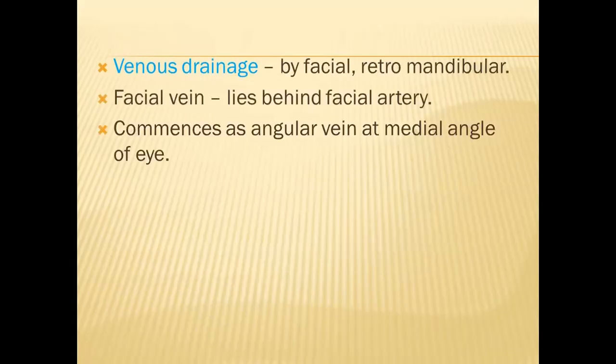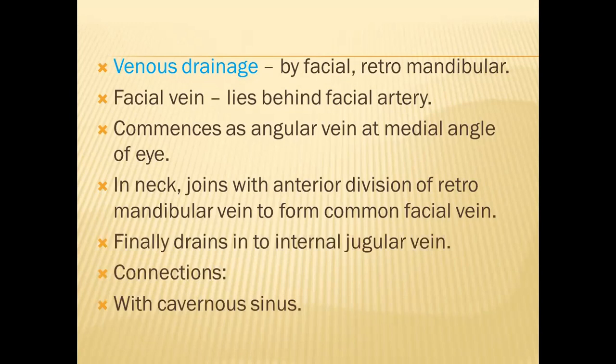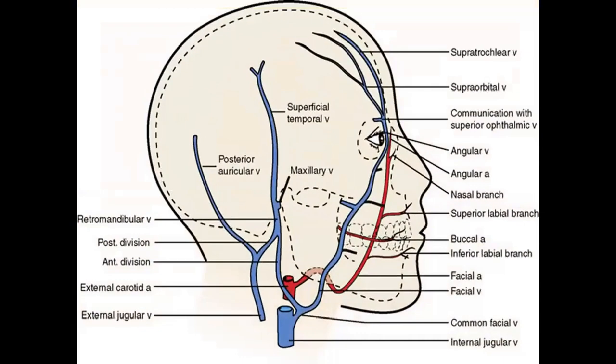And the venous drainage: the facial vein lies behind the facial artery and commences as the angular vein at the medial angle of the eye, running in a reverse manner from above downwards. In the neck, it joins with the anterior division of the retromandibular vein to form the common facial vein. Finally, it drains into the internal jugular vein, with connections to the cavernous sinus. Here you can locate the supratrochlear and supraorbital veins, then the angular vein becomes the facial vein. From the retromandibular vein, the posterior division and the anterior division are seen; the anterior division drains into the common facial vein. The facial vein and the anterior division of the retromandibular vein join together to form the common facial vein.